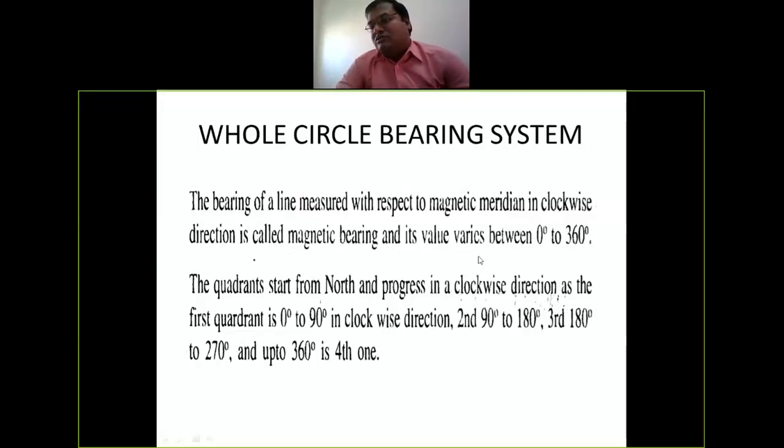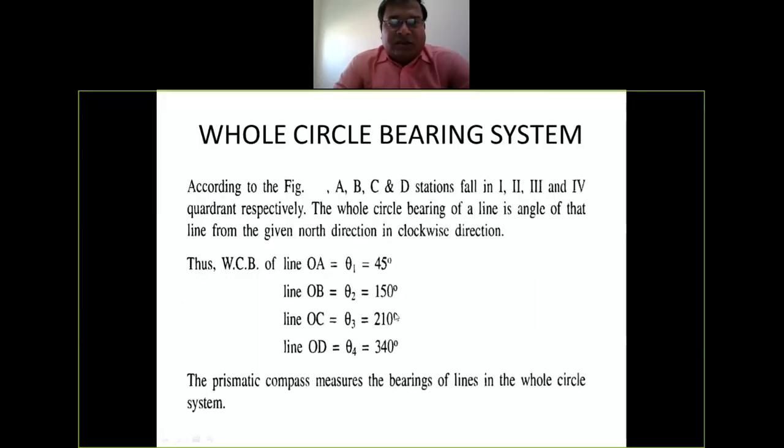Circle bearing always gives the reading from 0 to 360 degree. The quadrants start from north and progress in clockwise direction, as the first quadrant is 0 to 90 degree in clockwise direction, second one is 90 to 180 degree, third one 180 to 270 degree, and up to 360 degree is the fourth one. So this is very simple one. As I already showed in the figure, the same thing is written here, so I am not repeating this part.